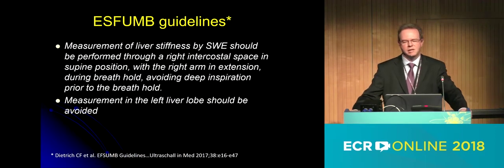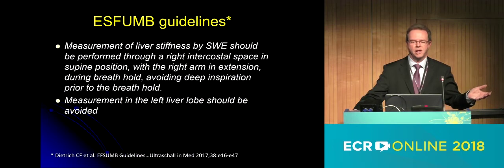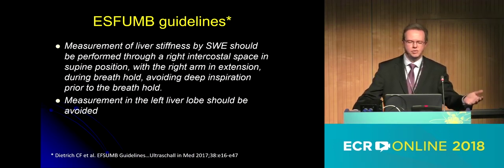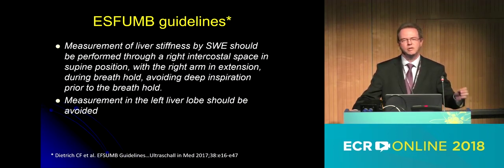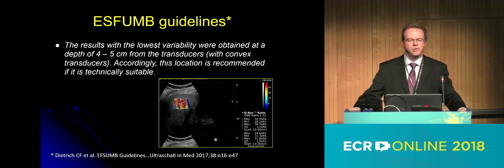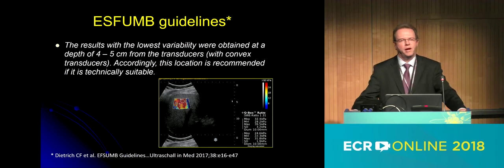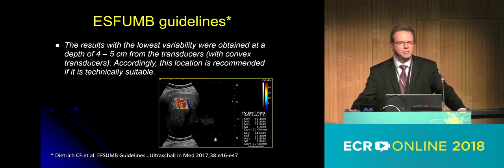Measurements of the liver stiffness should be performed through a right intercostal space in supine position with the right arm in extension during a breath hold, avoiding a deep inspiration. Otherwise, you can do a Valsalva maneuver that will increase artificially the liver stiffness. The measurement of the left lobe should be avoided. The measurement should be performed between 4 and 5 centimeters in depth because it's the position where it's the most reproducible.